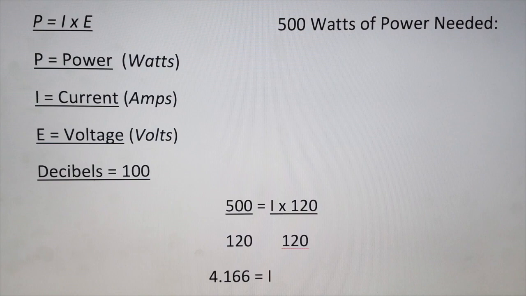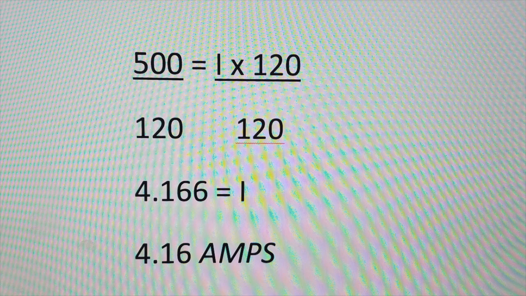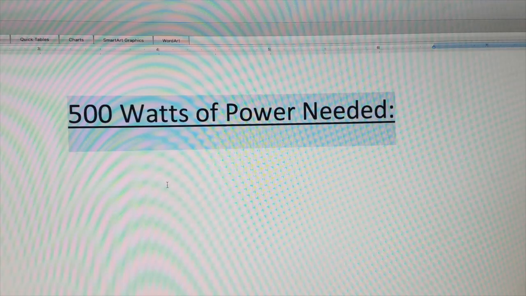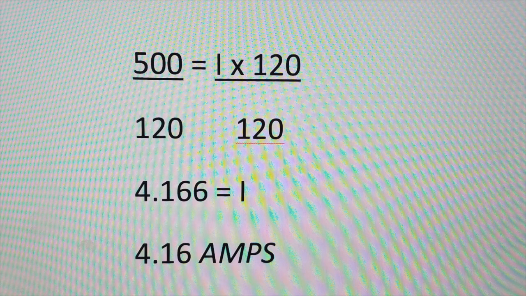And so if we look at our equation, we have already figured that in order to achieve a sound environment with 100 decibels, we need approximately 500 watts of power. So if we need 500 watts of power, which is P, and we fill in the unknowns in our equation, that means that 500 watts of power equals I, which is the amount of current in amps, times 120, and 120 is the voltage, and that's a typical level of voltage that you would find certainly anywhere in the United States.